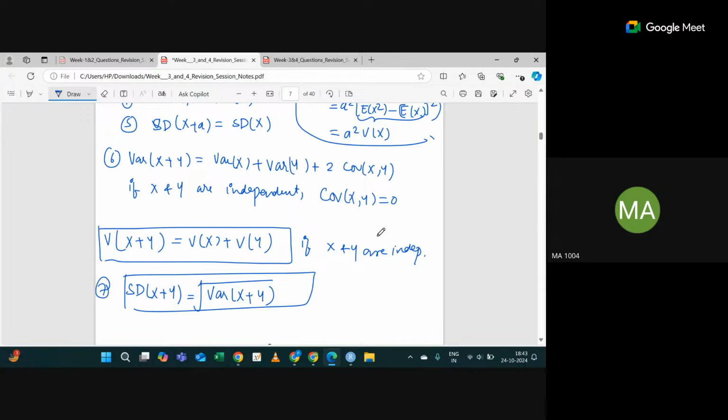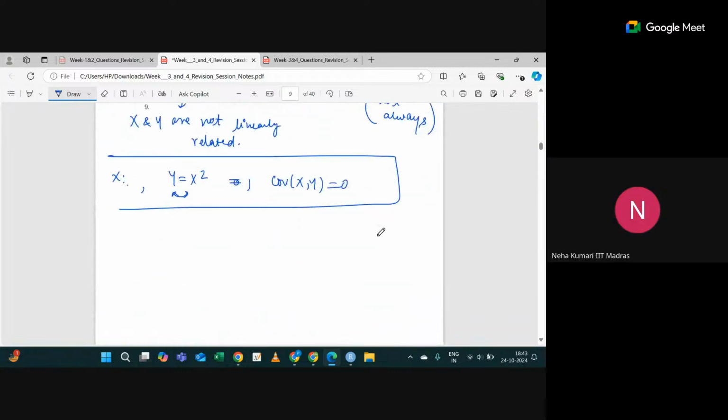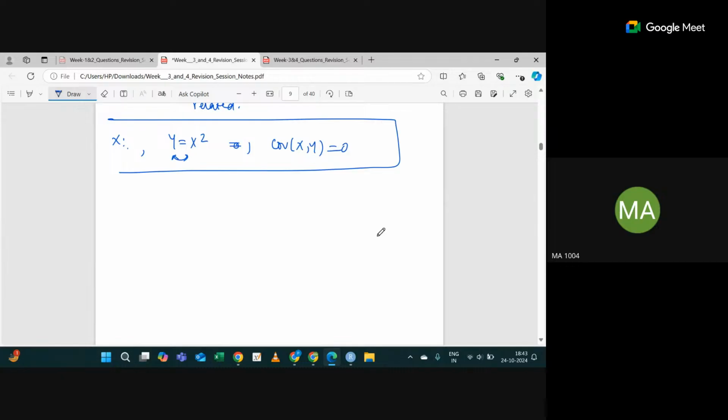Clear? Any doubt? Oh yes, sir. It's under root only. Okay. So next part is, can you tell me when covariance will be positive?